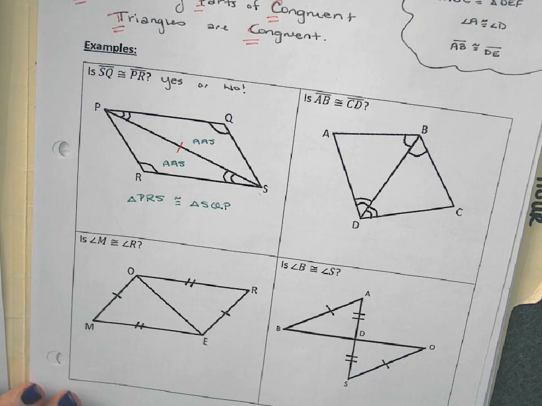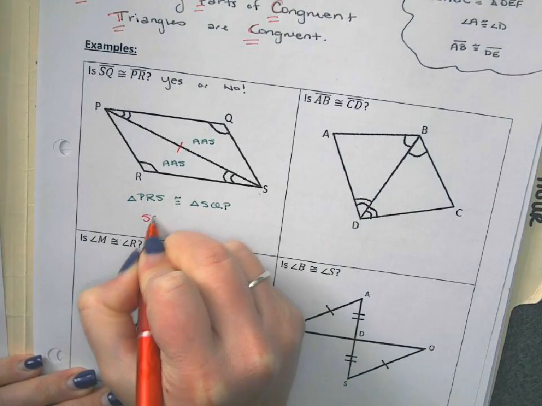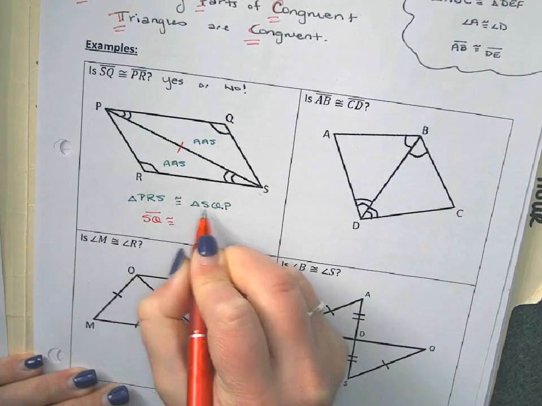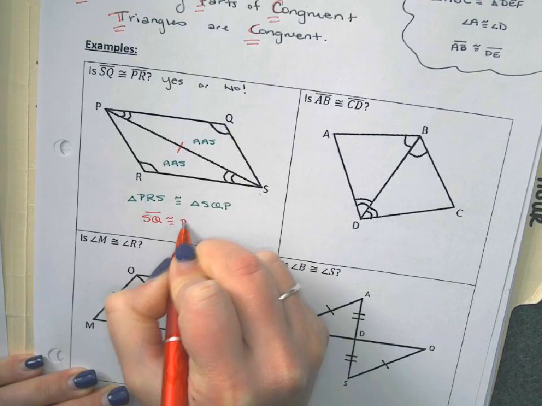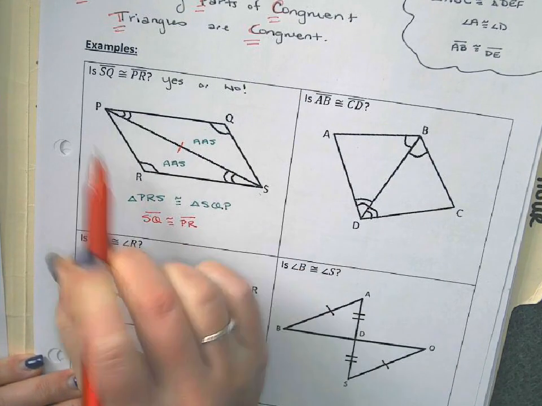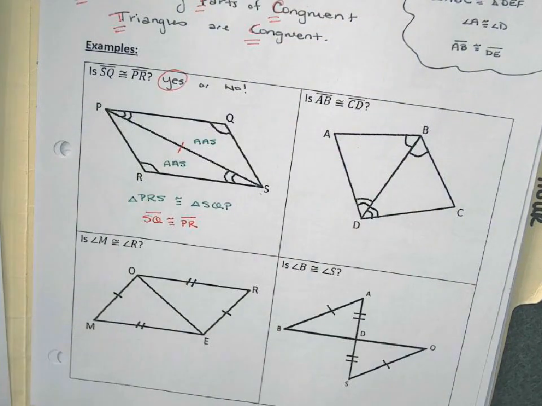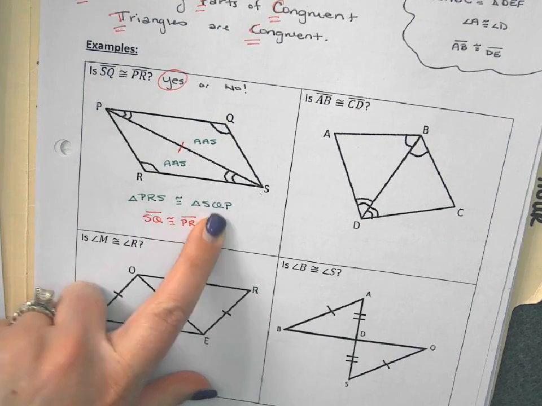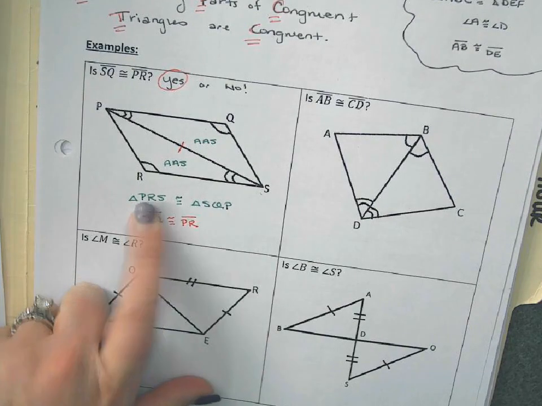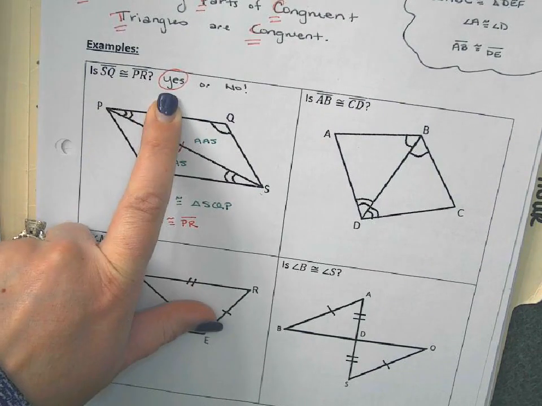Then I can say, okay, based on that statement, let's see what SQ is congruent to. Well, S has to match with P, and Q has to match with R. Is SQ congruent to PR? Yes, it is. And this is why it's so important that we make sure that order matters here, so you can see what that statement is to see if it is a yes or no.